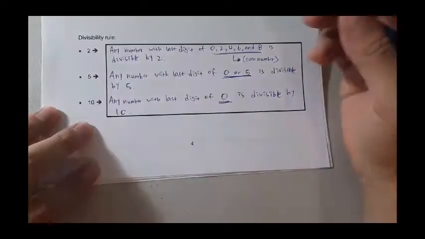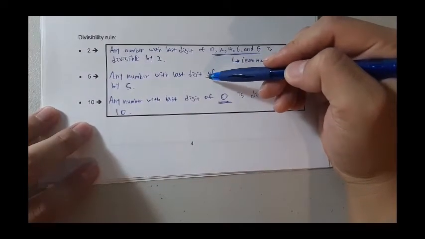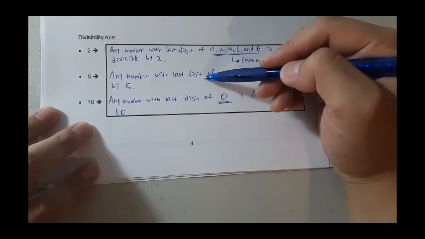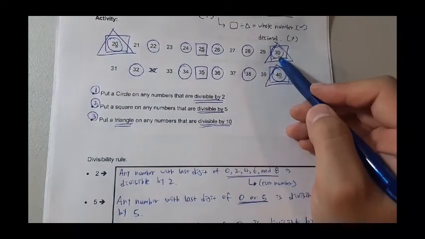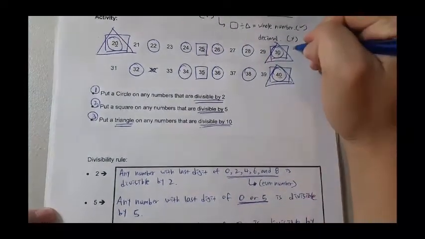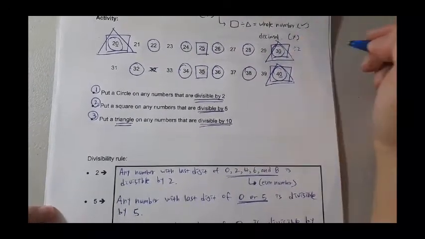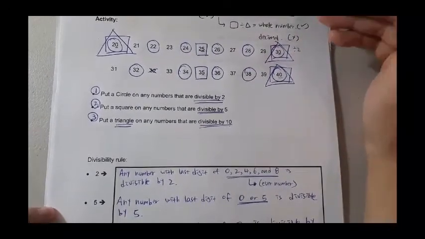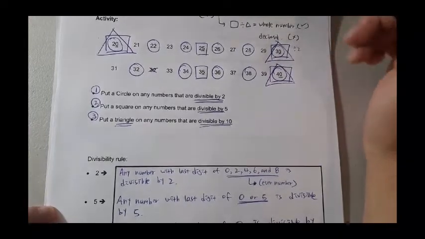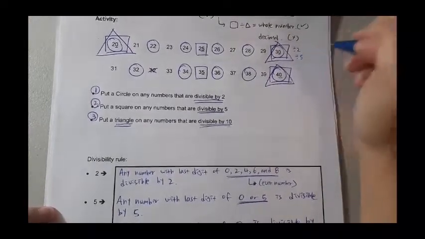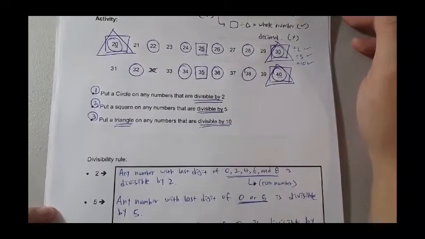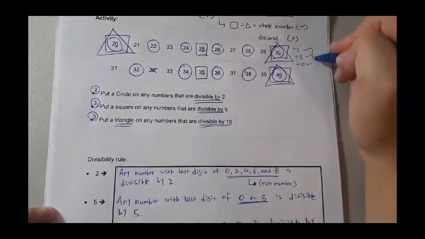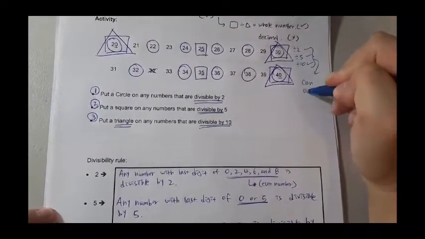Some people may wonder, Mr. Kim, can a number share divisibility rules for 5 and 10? Yes, you can. Look at, for example, 30 over here. This number is an even number, so you can divide it by 2. At the same time, 30 is a multiple of 5, and the way you know is it ends with 0 or 5, so that's why it's also divisible by 5. And it ends with 0, so it's also divisible by 10. So divisibility rules can overlap.